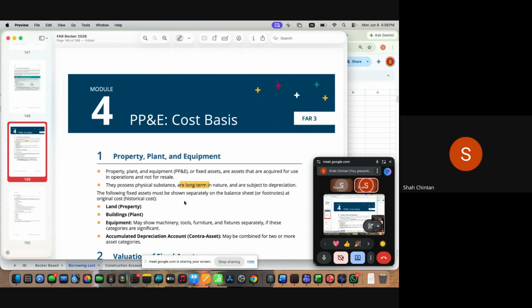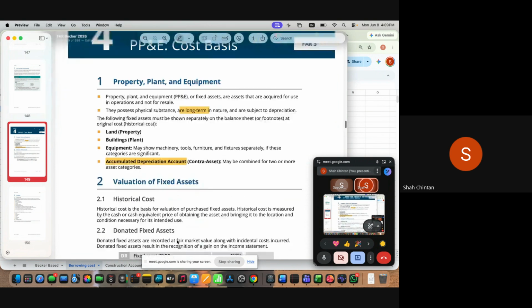What kind of PP&E can you have? You can have land, a building, equipment, and accumulated depreciation. Either you can show this as a provision on the liability side or you can show it as a contra asset. This is similar to how we did the bad debt provision. So either you show a liability or you show a contra asset as accumulated depreciation.